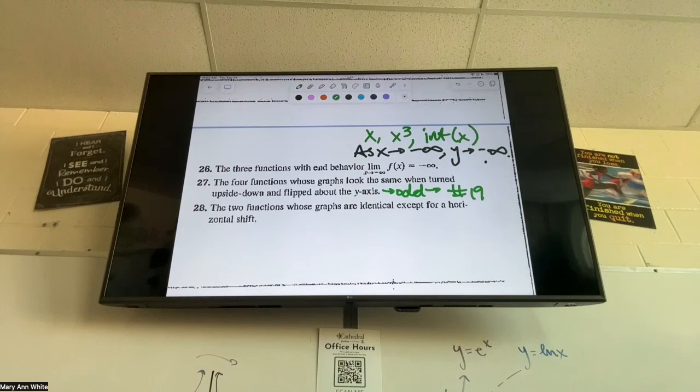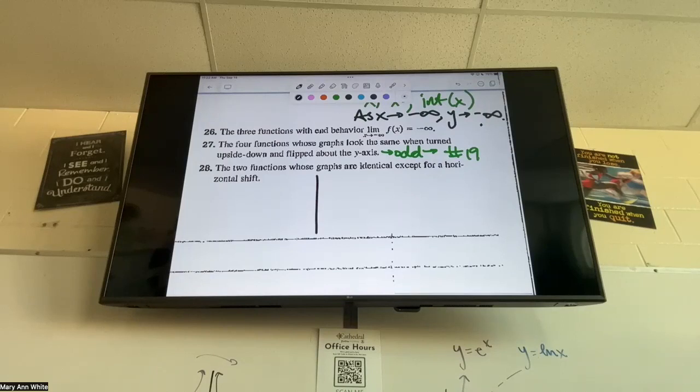Okay, and then the last one says 2 functions whose graphs are identical except for a horizontal shift. Which 2 graphs are identical? Sine and cosine. Very good. And this is something we're going to get into more later. If I were to do a sketch, sine goes through 0, 0, so it looks something like that. Cosine goes through 1, 0, and it looks something like this.